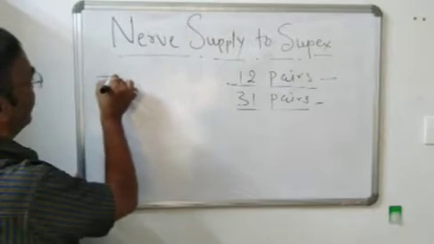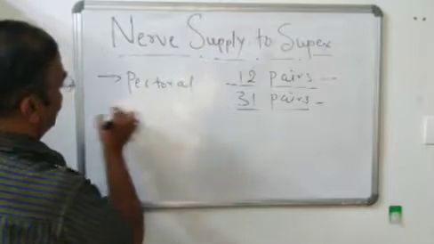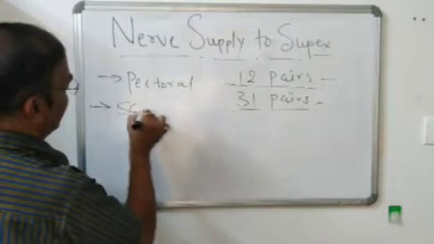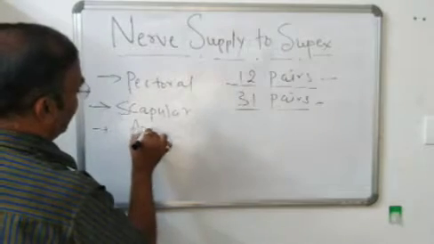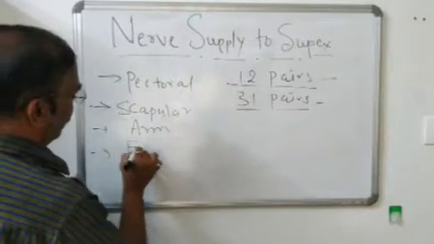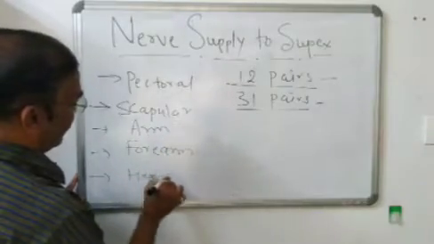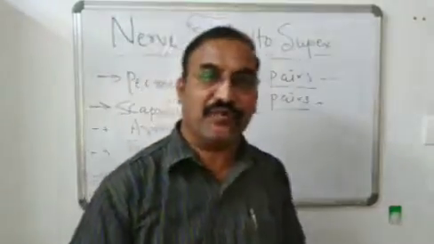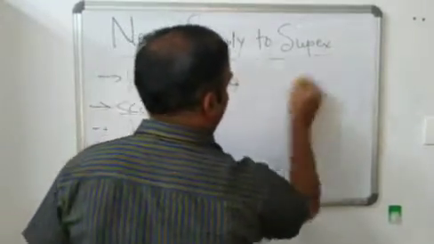Superior extremity includes the regions, in that first one, that is pectoral region. These are the various regions of superior extremity. Then scapular region, then arm region, then forearm, and lastly there is a hand. So these are the regions of superior extremity for study purpose. Now the nerves supplied to this superior extremity are the structure present in this region.